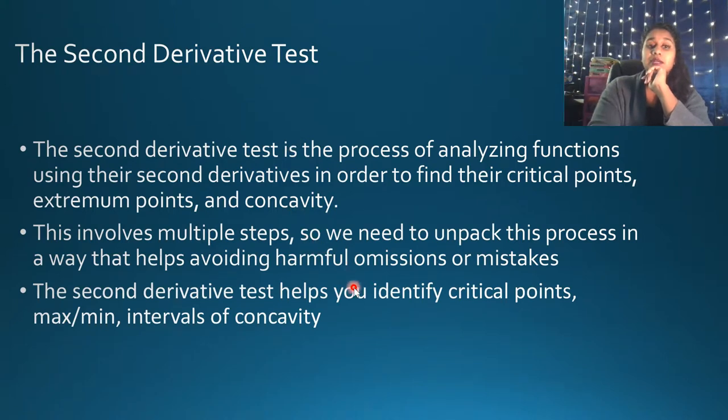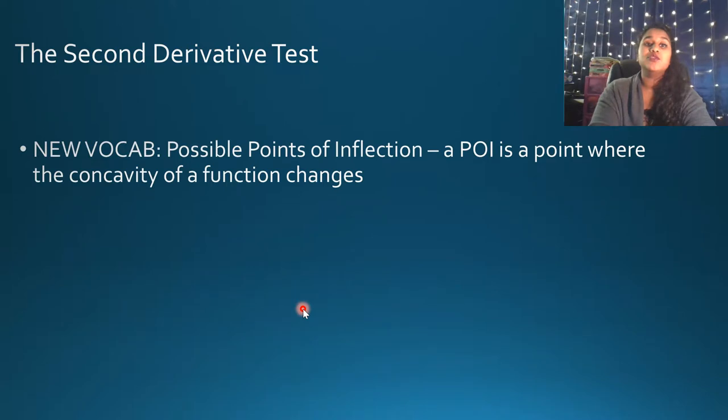The big things that we're going to be identifying with that second derivative test, we can still identify some critical points, but it's going to be more related to the first derivative. We still can identify firsts and maxes and mins and extrema, but the big two things that we're learning are intervals of concavity and those points of inflection.